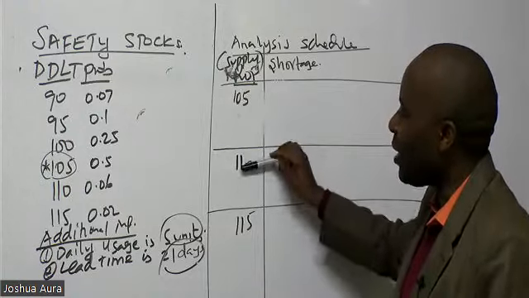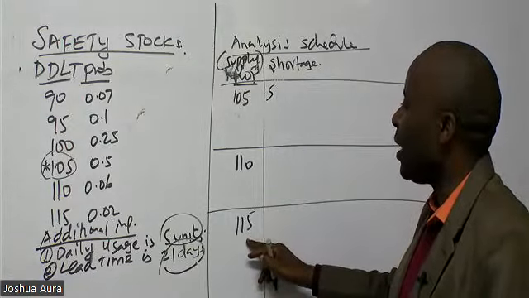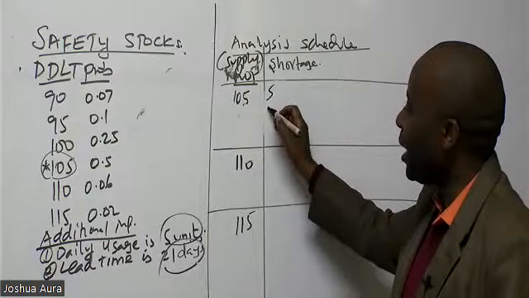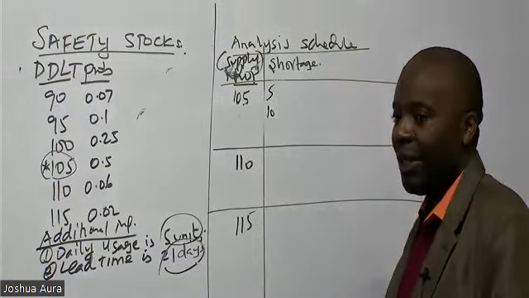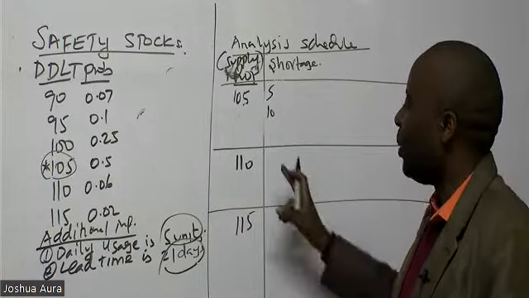So if the demand is 110, then I will disappoint 5 people. If the demand is 115, then out of this, I'll disappoint how many people? I'll disappoint 10 people because I'm taking 105 as my bench. As my bench, right? I'm subtracting. So please come to this one.